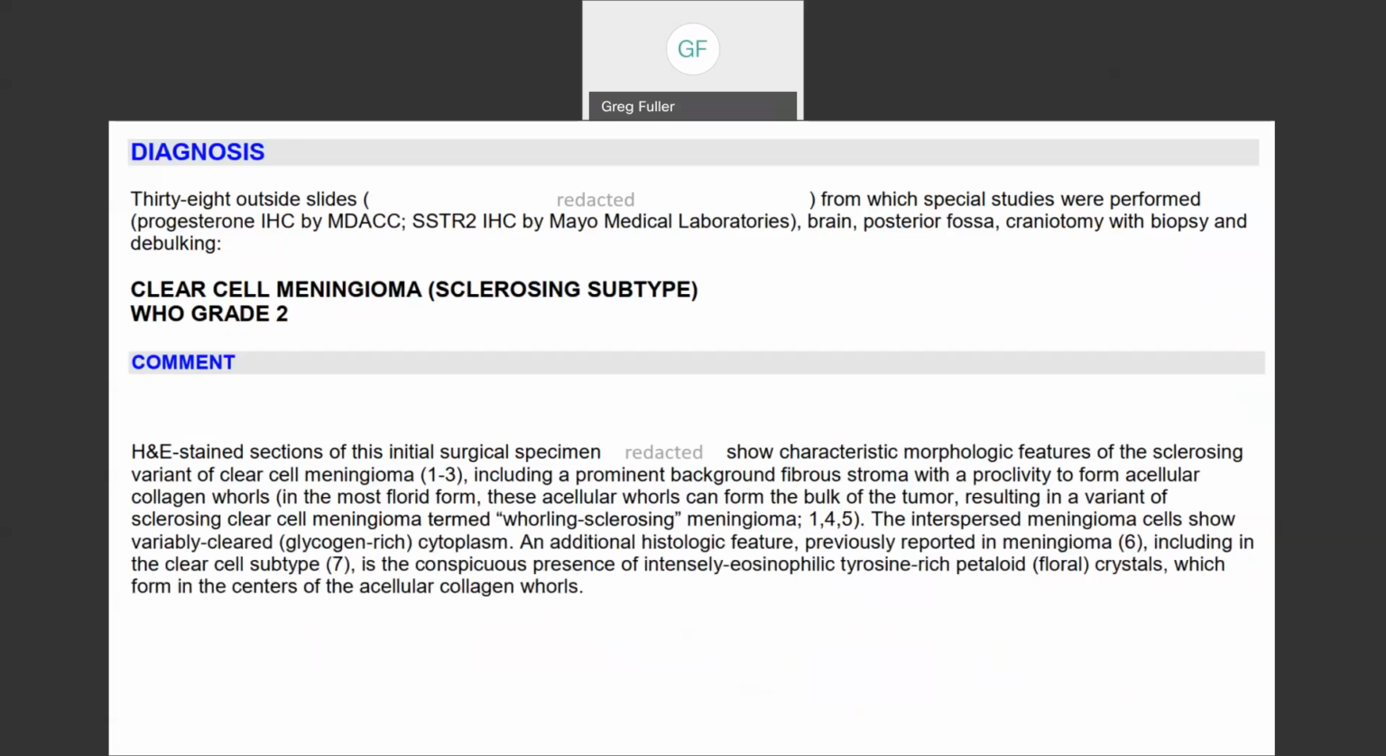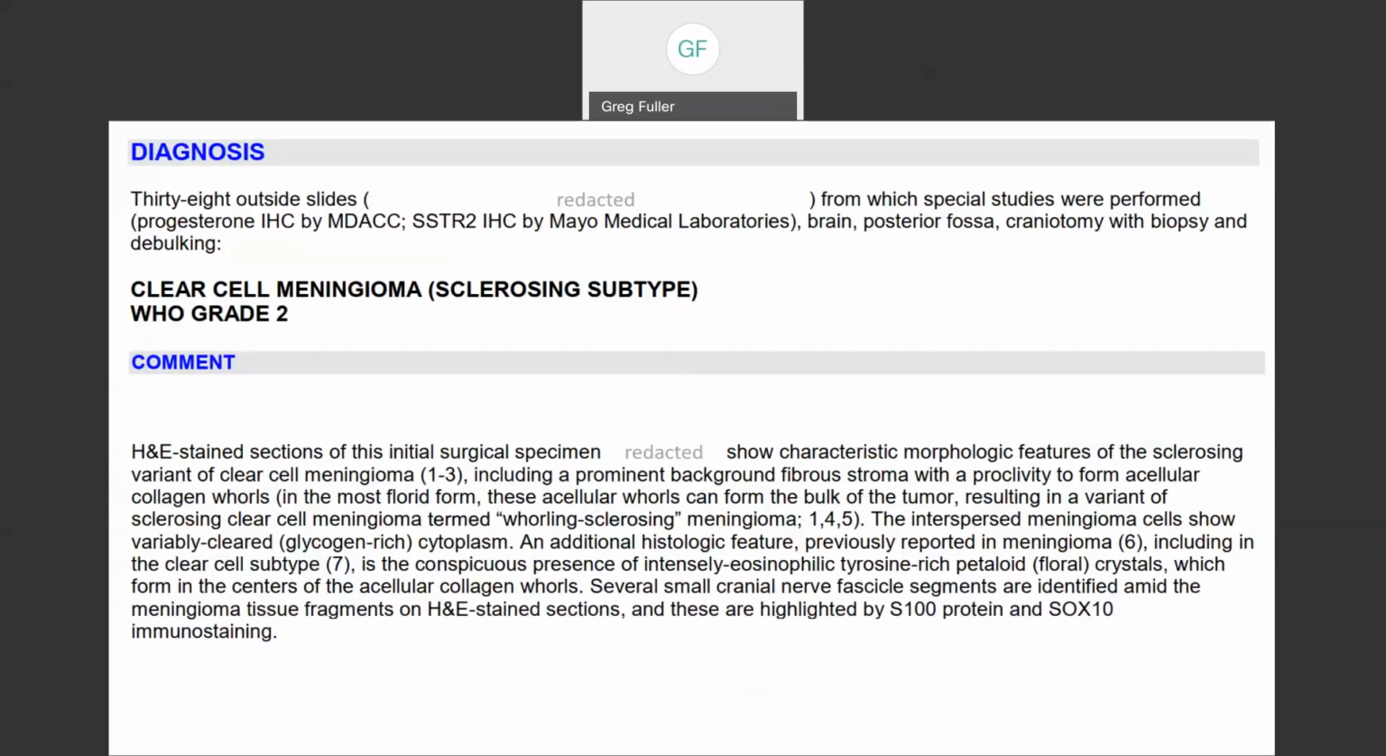The interspersed meningioma cells show variably cleared or glycogen-rich cytoplasm. You can test that with PAS with or without diastase. An additional histologic feature previously reported in meningioma, including the clear cell subtype, which I showed you, is the conspicuous presence of intensely eosinophilic, tyrosine-rich petaloid or floral crystals, which form in the centers of the acellular collagen whorls.